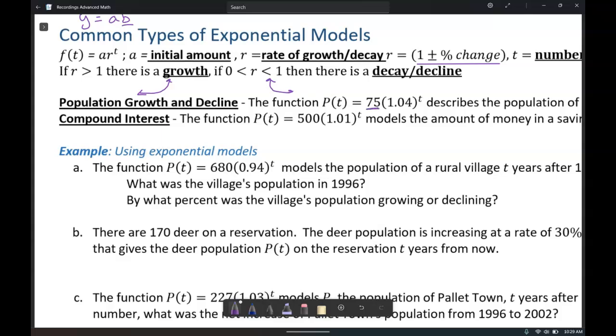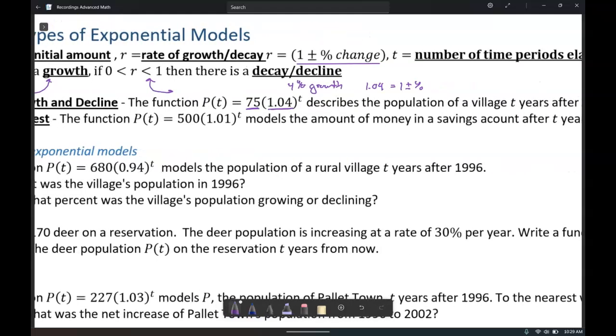So we have an initial value here of 75. And then here we have a 4% growth. The way we find that is we take our r value, which is 1.04, and it has to equal 1 plus or minus some percentage. Well, in order to get 1.04, we have to add, so the percentage has to be 0.04 in order for it to add up to 1.04. And so then we can find that it's a 4% change.